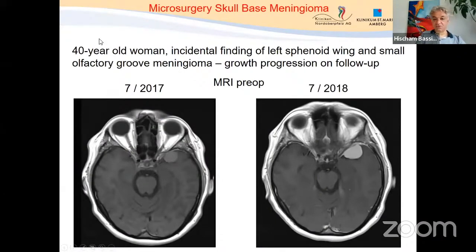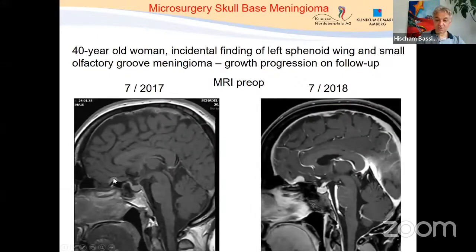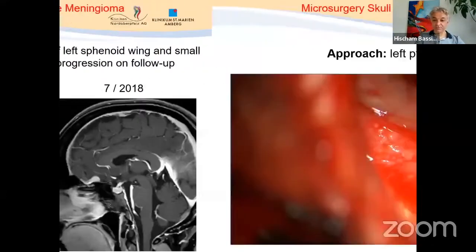This is another patient, a 40-year-old woman. She had 2 tumors, which were incidental findings, but both showed growth. This is a small sphenoid ring meningioma, but within 1 year it showed growth, and also a small olfactory groove meningioma here, which also grew in this 1 year. And she decided to have these tumors removed.